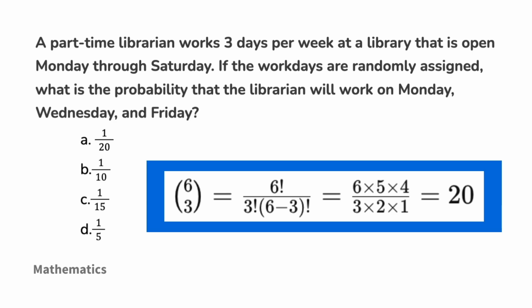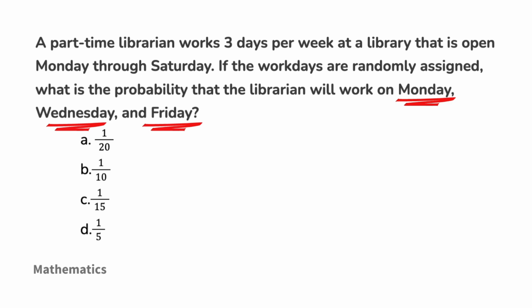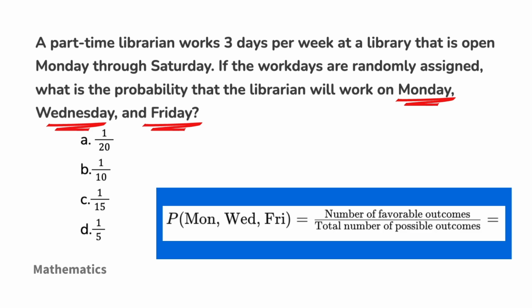To complete this problem, we need to keep in mind that there is only one specific set of days that we are actually interested in, which is Monday, Wednesday, and Friday. Therefore, this is one specific combination of days. So now we need to calculate the probability using the number of favorable outcomes divided by the total number of possible outcomes. And this gives us the answer of 1 over 20.